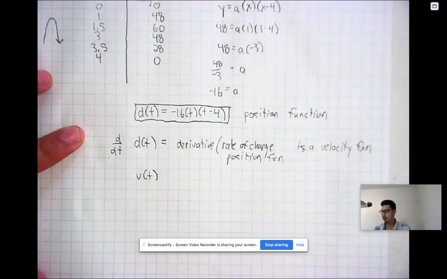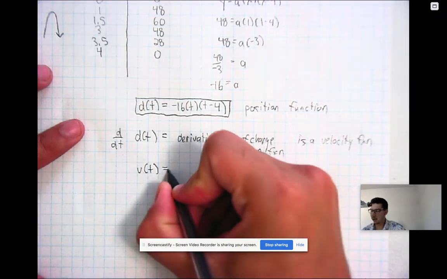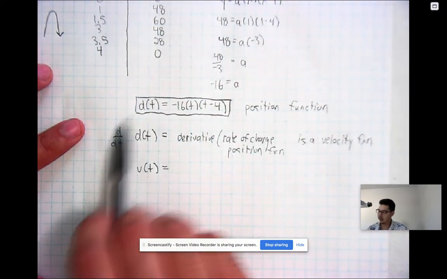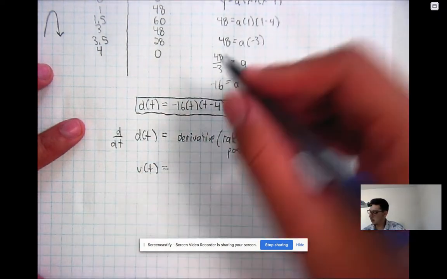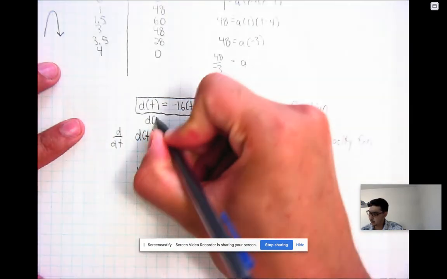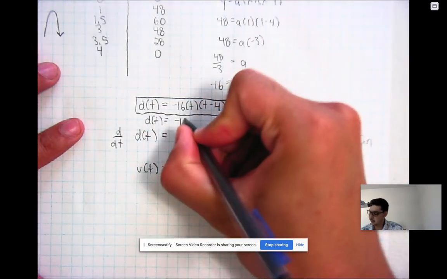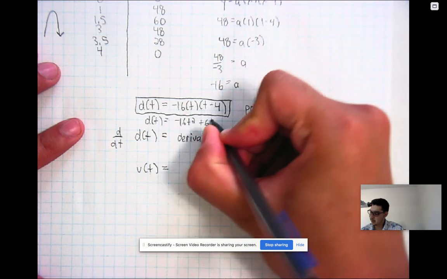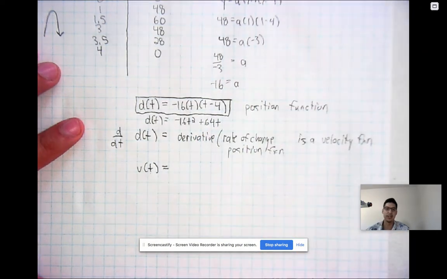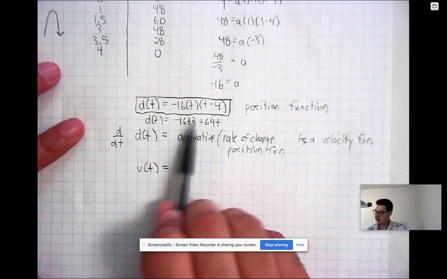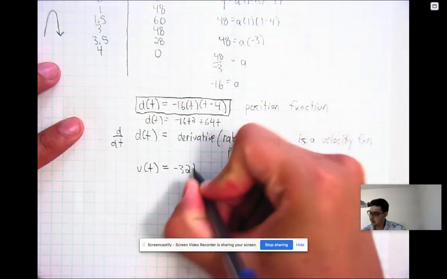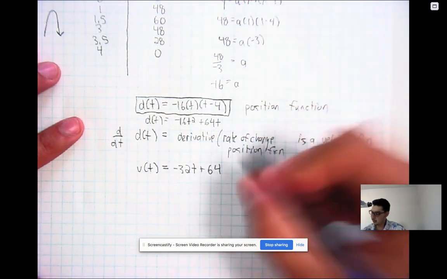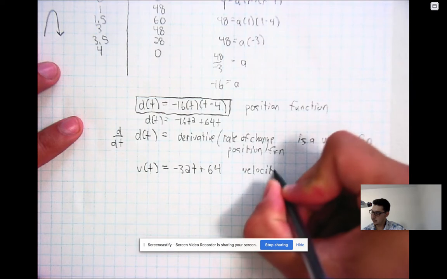And hopefully that's not totally new to you, because we've been seeing that all year long, but hopefully it makes a little bit more sense these days. Okay, we take the derivative of this to get velocity. Well, I'm going to rewrite this up here before I take the derivative as -16t squared plus 64t. It'll just be easier for us to apply the derivative to that. So then we'll get -32t plus 64. So there's our velocity function.